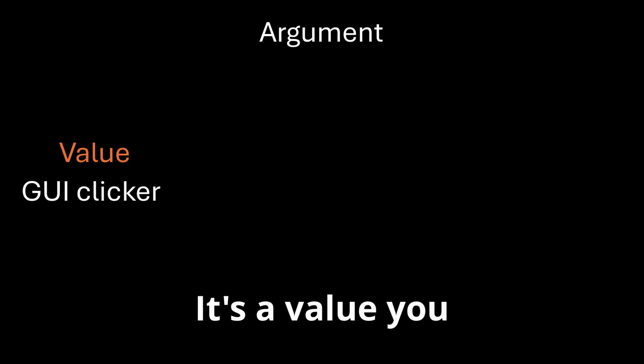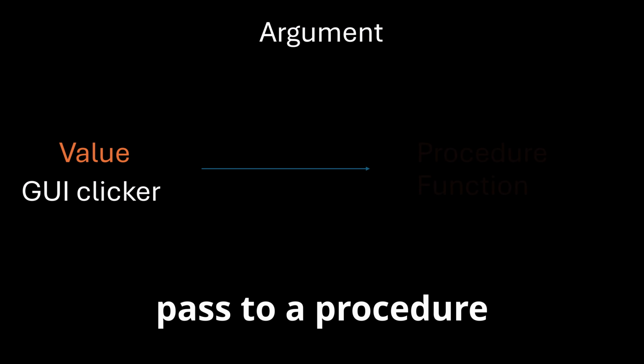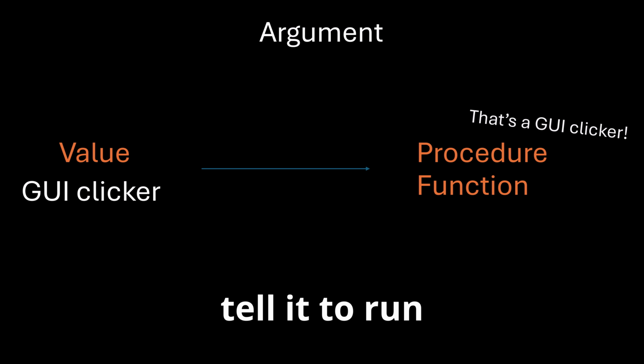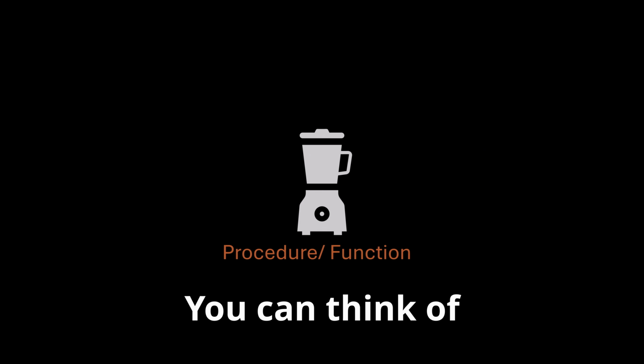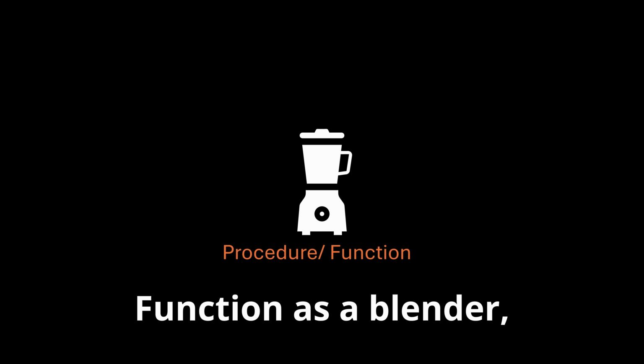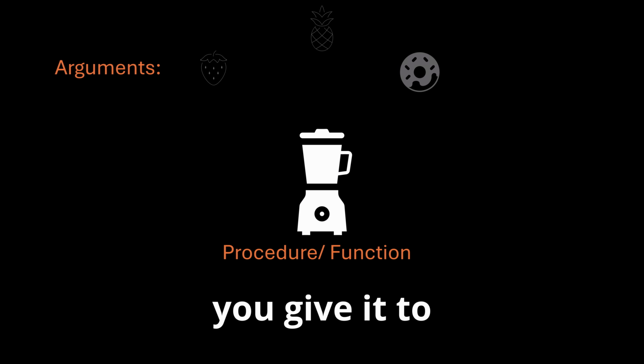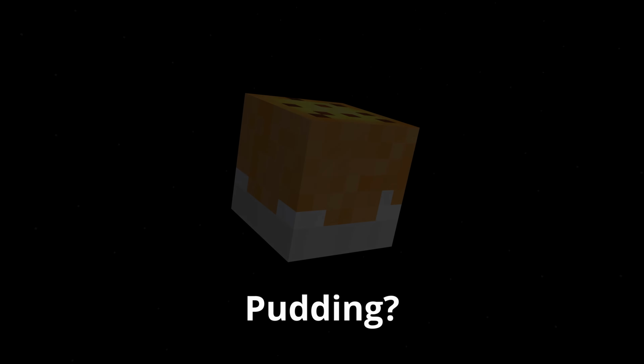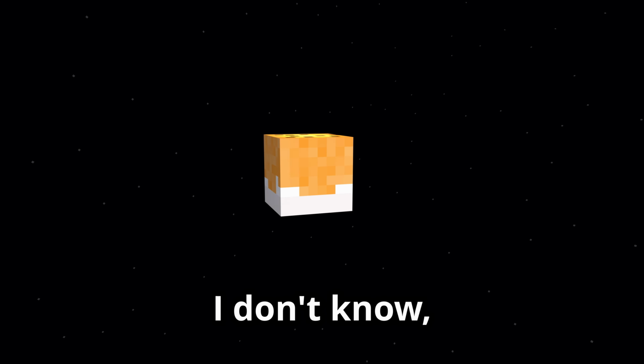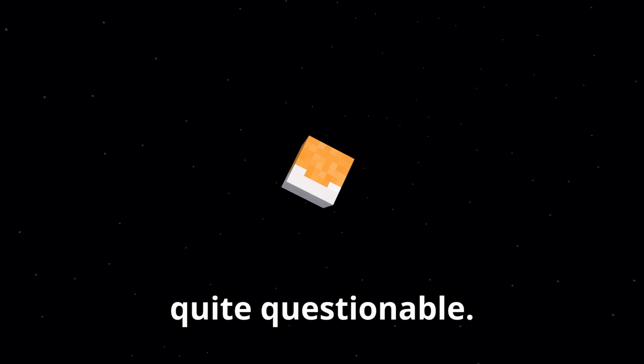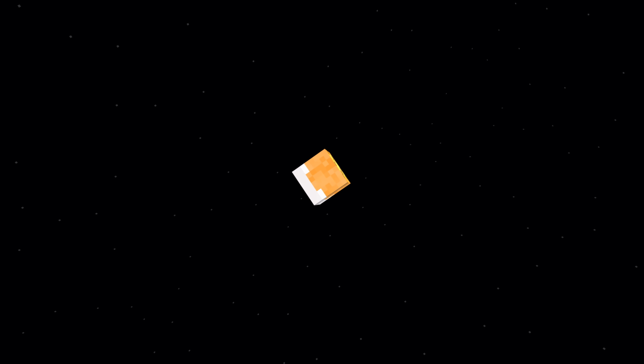Think of an argument as a special delivery. It's a value you pass to a procedure or function when you tell it to run. You can think of a procedure or function as a blender, and the arguments are the ingredients you give it to make you pudding, I guess? I don't know, my cooking skills are quite questionable.